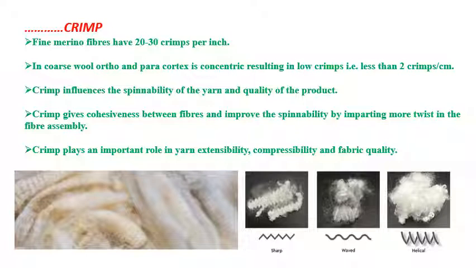But this crimp has a lot of influence on the fiber and on the textile. Crimp influences the spinnability of the yarn and quality of the product. Crimp gives cohesiveness between fibers and improves the spinnability by imparting more twist in the fiber assembly. Because of this crimpiness, it helps in improving the weaving and making the product by cohesive binding between the fibers. Crimp plays an important role in yarn extensibility, that is, how much we can stretch and how much we can compress. So compressibility and also the fabric quality.